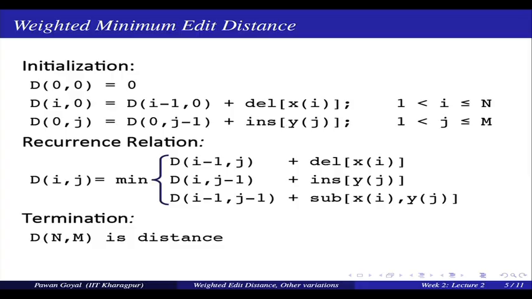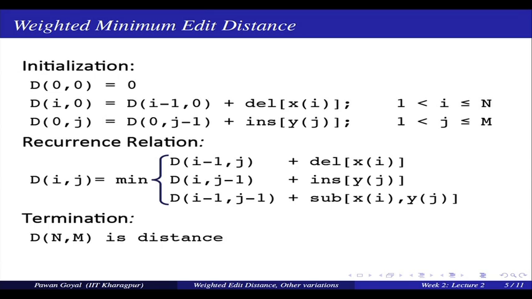So you will see d i 0 is d i minus 1 0 plus a cost for deletion of x i. So what is the cost for deleting that particular character? Same goes for insertion. What is the cost for inserting that particular character? Even in substitution, you might have a separate cost for deletion, insertion, and substitution of one character by another. Everything else remains the same. The only thing that changed is that instead of using equivalent cost for each operation, you are now giving costs that are dependent on the actual characters that are inserted or substituted or deleted. So that is my weighted edit distance.